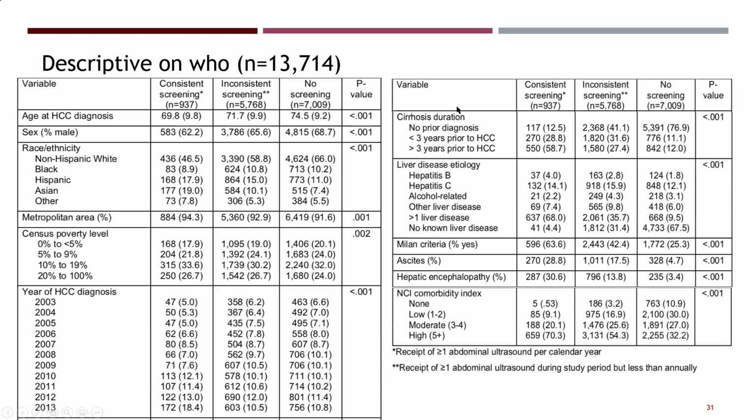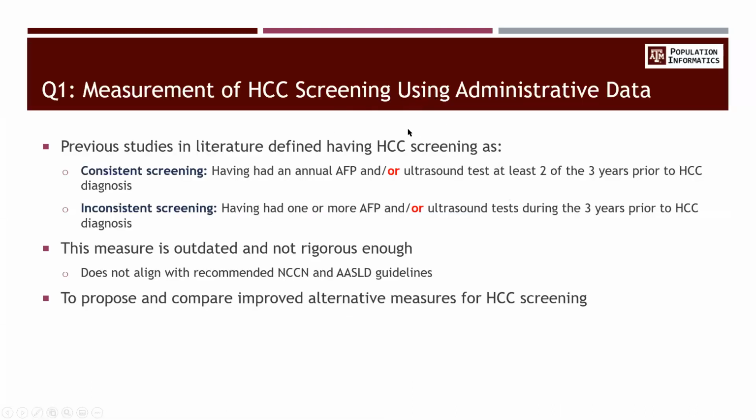And then we had variables like age, sex, all the demographic things, the year of diagnosis, the different clinical conditions, and we continue. So this is the general setup of things. So what do we do for the measurement of HCC screening? This is the first thing I want to talk about. So we looked at the literature.